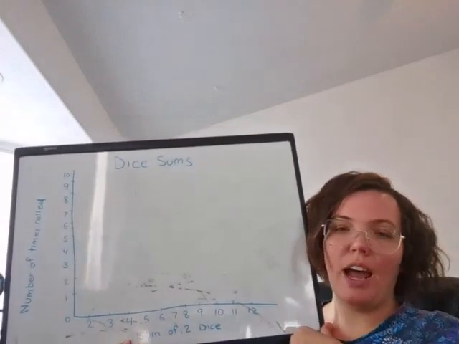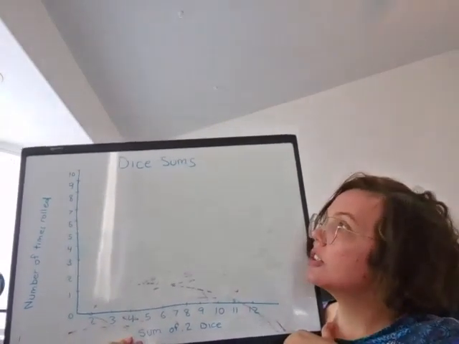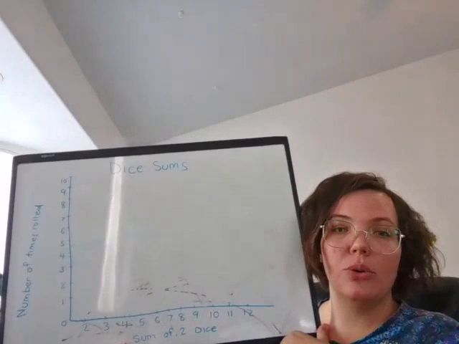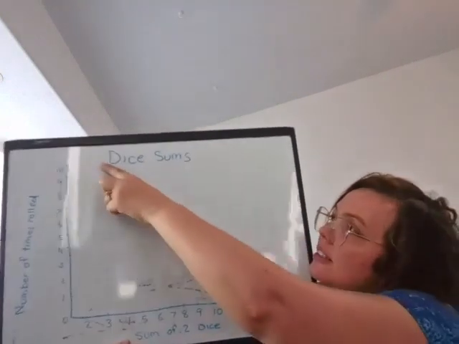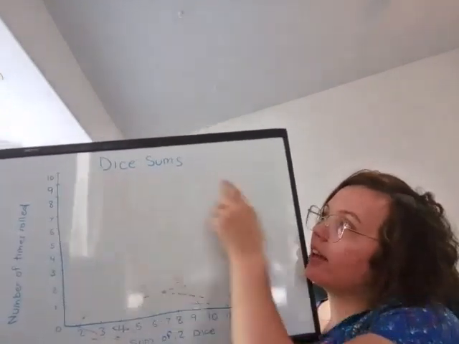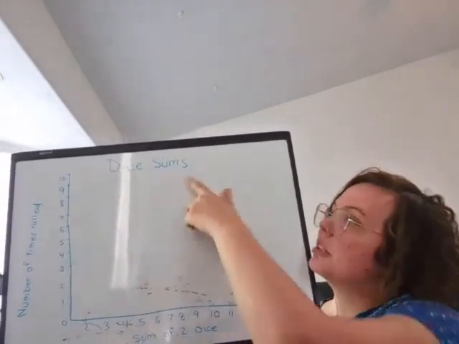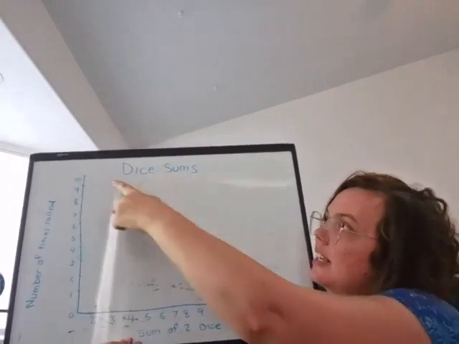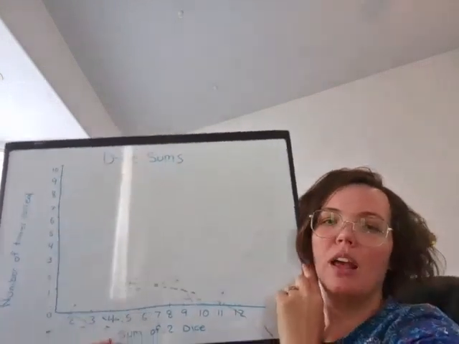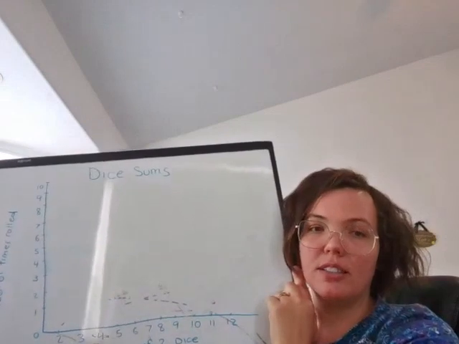So what is the title? Who can find the title on this graph? Yes, Joey? Yes, up here, dice sums. So often the title of the graph will be on top, or sometimes it'll be on the bottom down here, but this is usually the best place to find it. Dice sums. Yep. What is the horizontal axis?